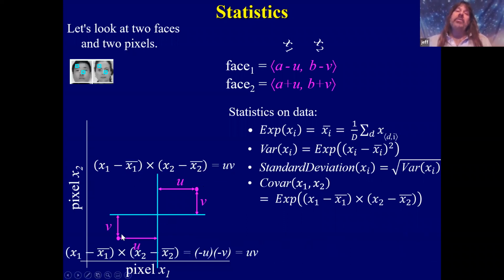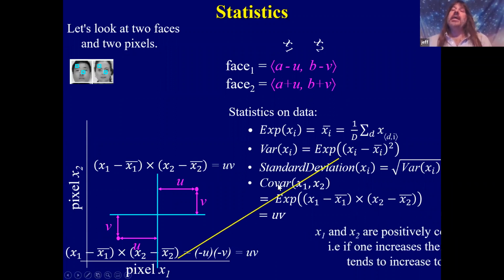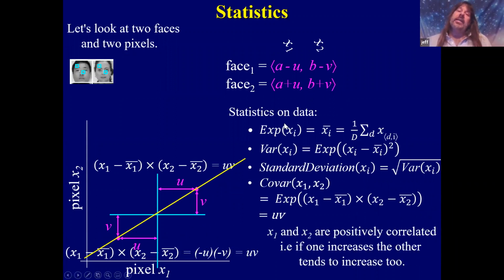And what about this point down here? Well, the first one is deviating by negative U, and the second one is deviating by negative V. So we take the product there, and you get positive UV again, right? Even though they're deviating in opposite directions from the first point, you take the product of these two negatives and you get a positive. So the covariance is UV. And that's because the two are positively correlated, right? You can see when one is big, the other tends to be big, and when one is small, the other tends to be small. That's the covariance between these two.